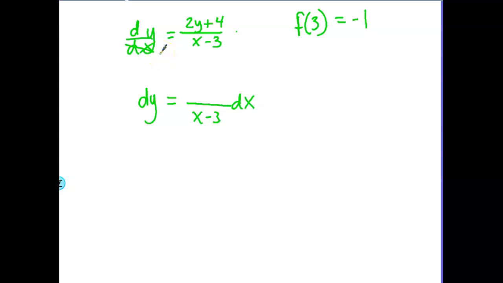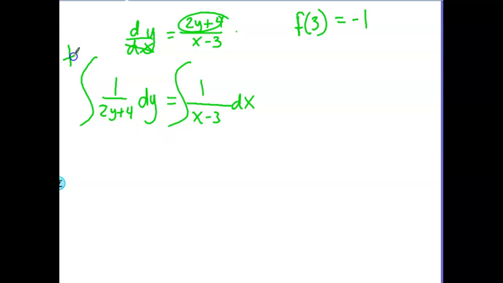So that gets rid of that, right? And then for this guy, I want to put this one over here with the y, so I'm going to divide both sides by 2y plus 4. And so this ends up looking like this. So multiply both sides by dx, divide both sides by the top, and that way I've got the y's on one side and the x's on the other. And then we're going to integrate that.